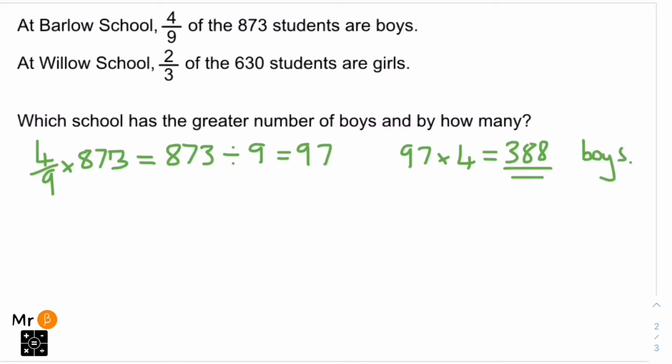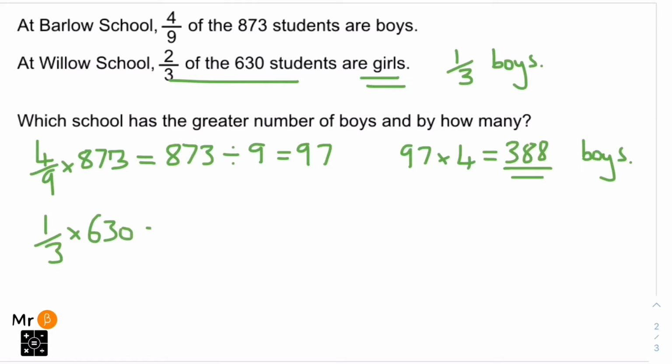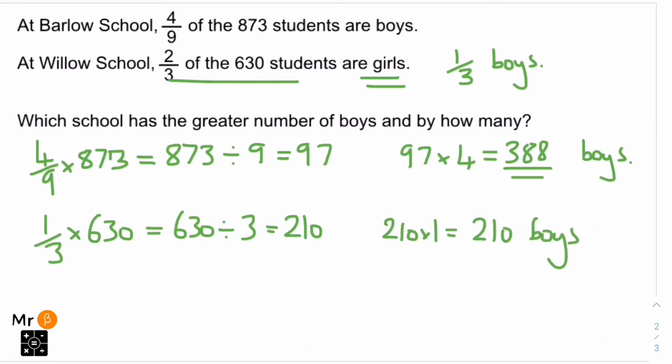388 boys. At Willow School, 2/3 of the students are girls. That means 1/3 of the students must be boys. So just be careful there. We're not using that 2/3 which has been stated, but in fact we're going to use this 1/3. So 1/3 times by 630. Well, again we divide it by our denominator, which is 210, and then times by our numerator. So then we know there are 210 boys.